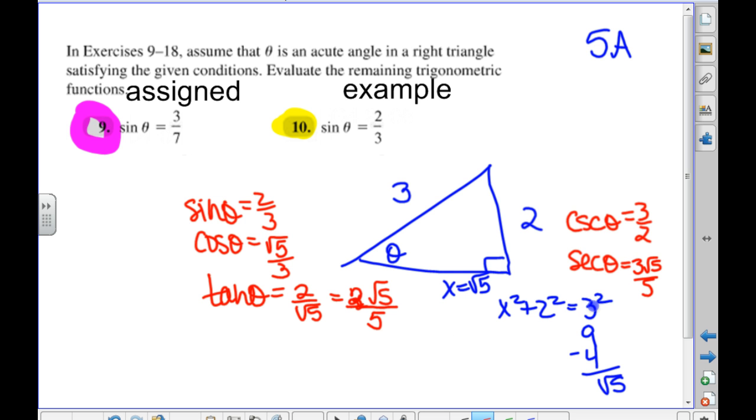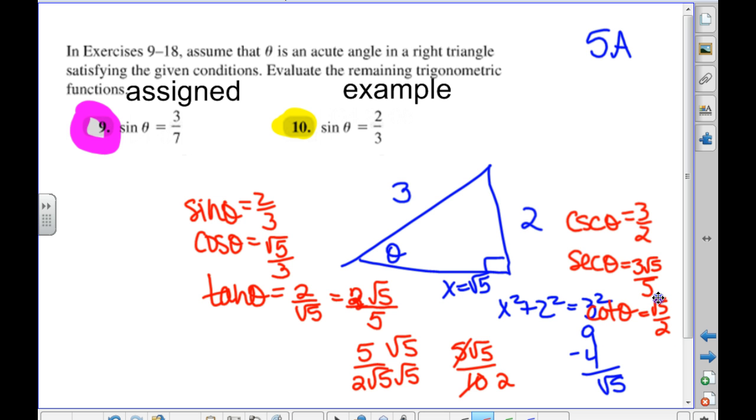And cotangent. Now, pay attention closely here. Which of these do you want to flip over? The first one. Okay. Square root of 5 over 2. If you flip this one over and rationalize it, you get 5 square roots of 5 over 10, which reduces to square root of 5 over 2. But it was much easier to just flip it over without rationalizing. Any questions?